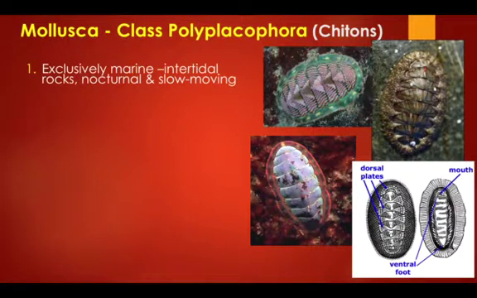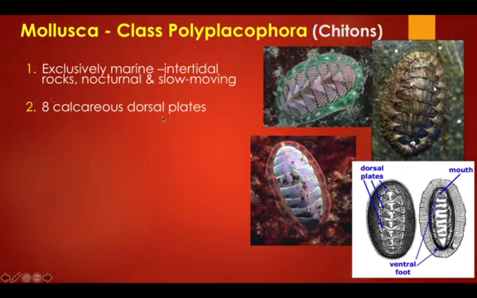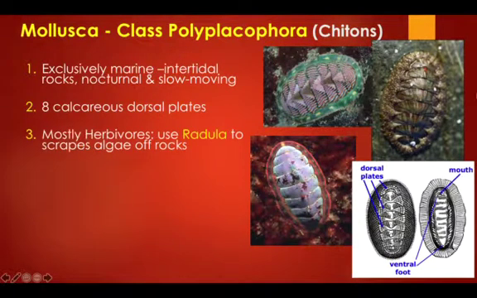They live in intertidal zones, usually on rocks. So where there's high and low tides on coastal areas, this is where you're going to find chitons. They are nocturnal, and they are quite slow-moving. They have 8 calcareous dorsal plates. So they have 8 plates that are made up of calcium, and dorsal means on the side of the back. So they have 8 calcium plates on their backs.